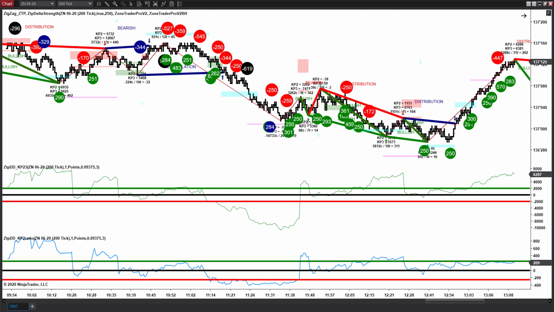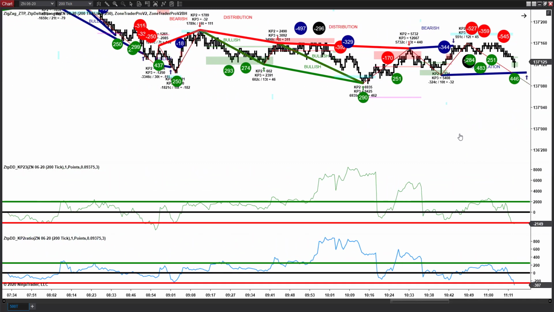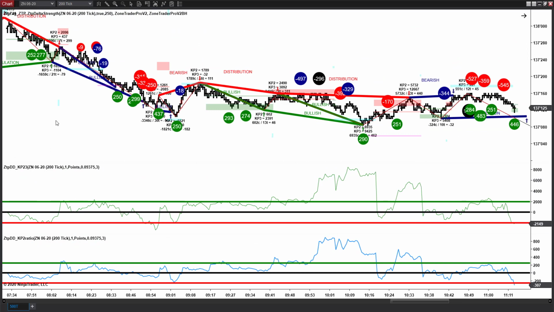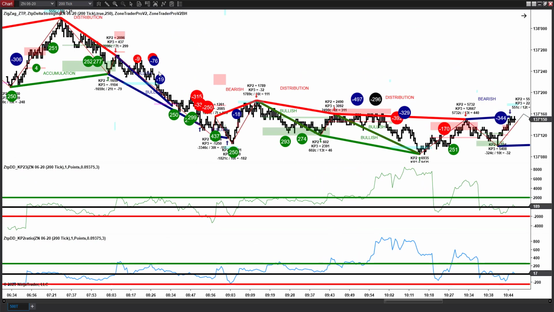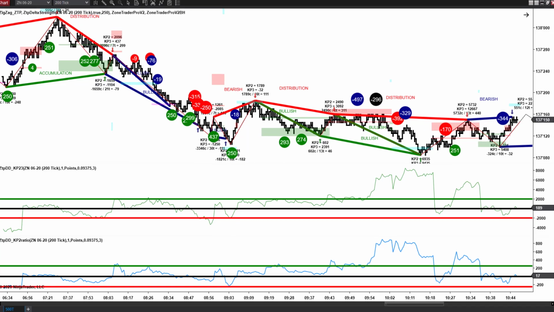And again, you can see how the delta strength indicator set at 250 is really giving you a good idea about when you should be buying and when you should be selling. So again, just a unique indicator that only ZoneTraderPro has, along with this KP2 idea. I want to go back here though and take a look at what was happening back here and basically walk step by step through what is on the chart and how you can be reading something.